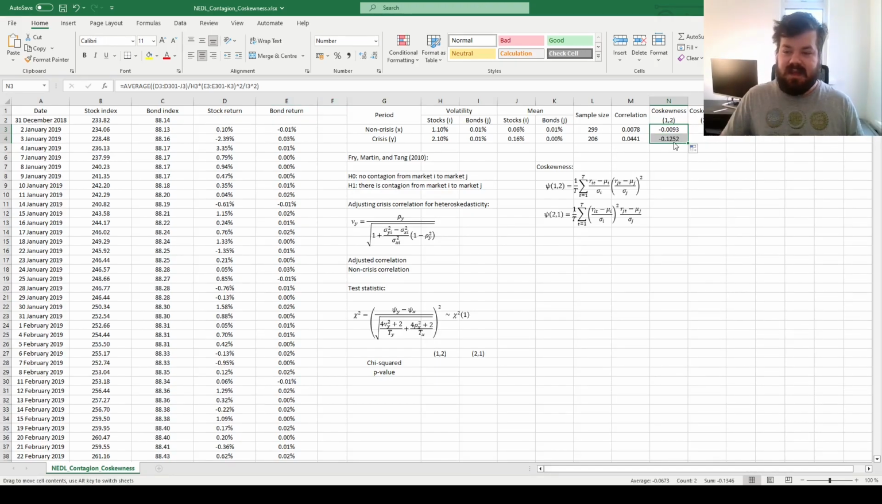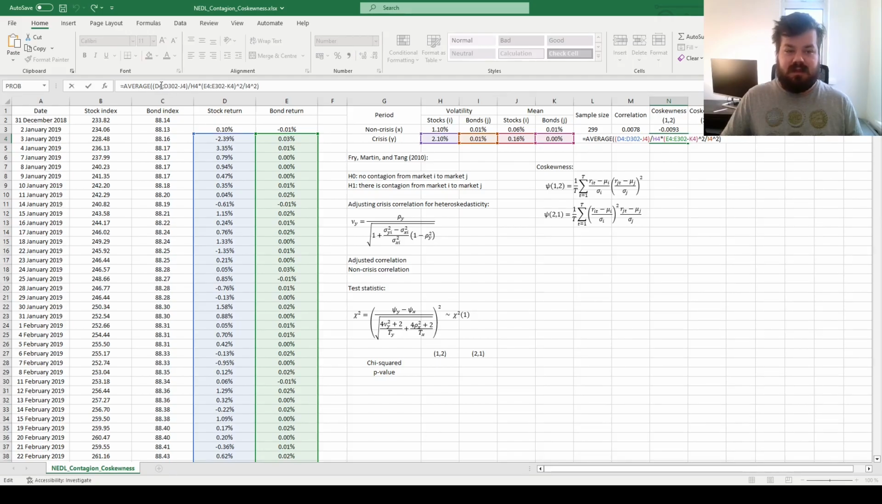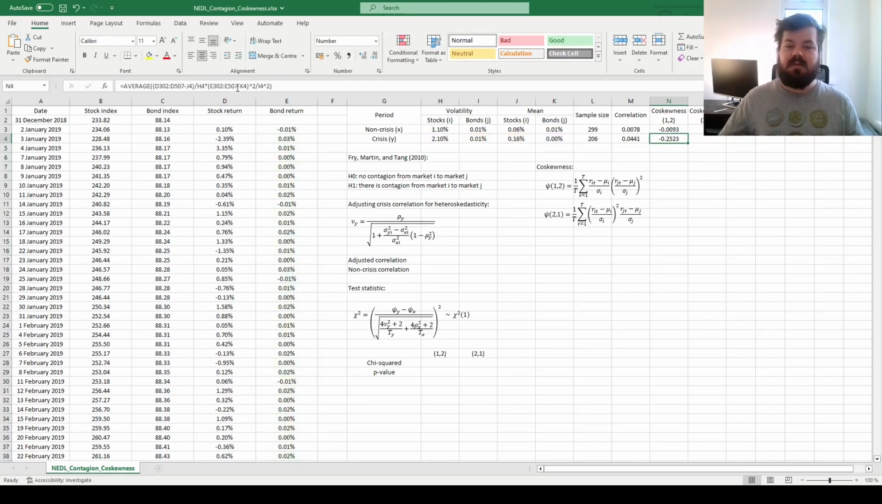Then we can actually drag it down and here simply change our cell references. So again, we just need to change the cell references for the data, as the cell references for means and standard deviations change automatically as we drag it down. And we see that the coskewness between stock returns and volatilities of bond returns is now quite substantially negative, meaning that variance of bonds is negatively associated with returns of stocks and the other way around in the crisis period, which is interesting and something that could not have been captured with simple correlation alone. And this is the informational value that Fry, Martin and Tang coskewness test adds to the picture.